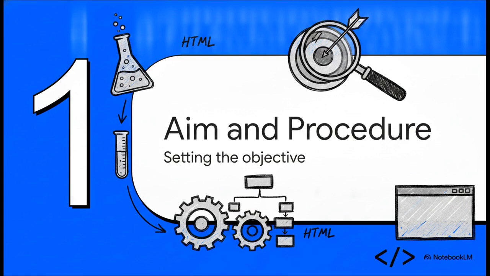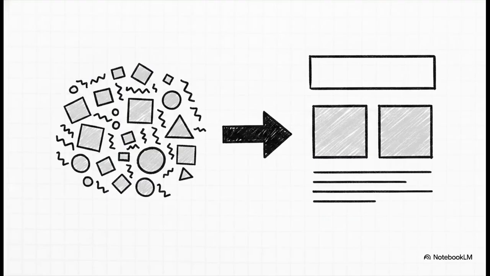We've got to set the objective for this experiment. So the primary goal of our lab today is straightforward, but it's absolutely critical. We're going to create a simple web page utilizing fundamental HTML elements, things like headings, paragraphs, and text formatting tags. Really, this isn't just about throwing words on a screen. It's about taking raw text and giving it structural meaning so a computer actually knows what to do with it.